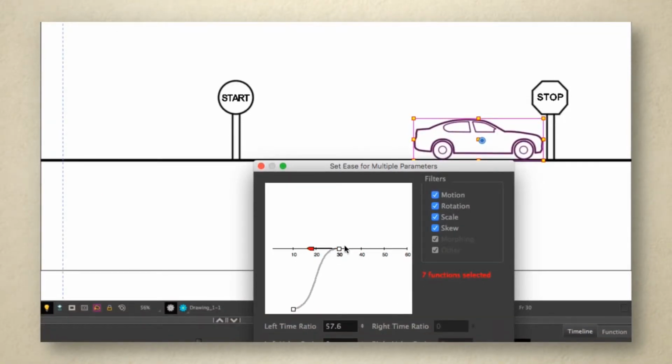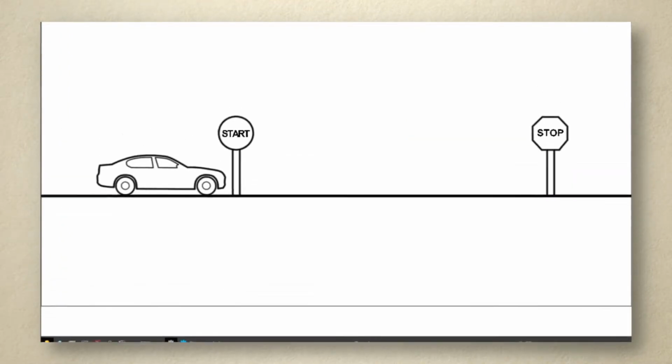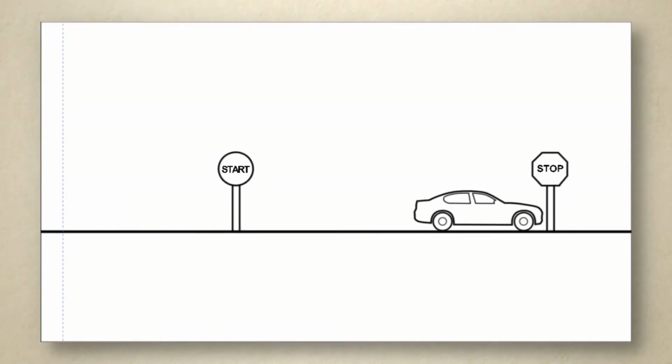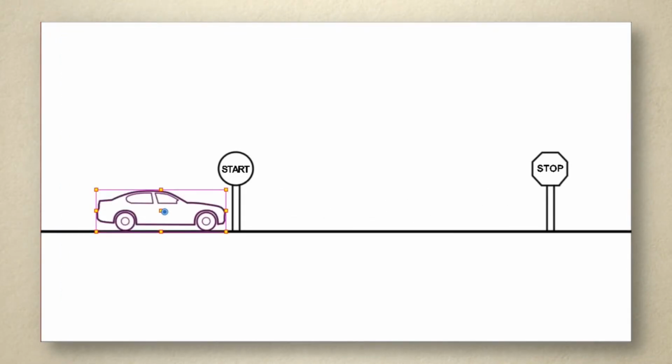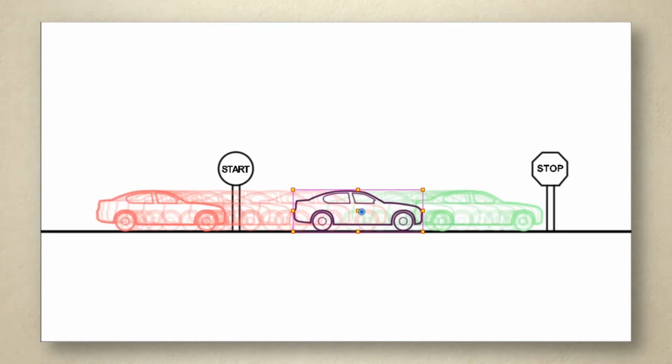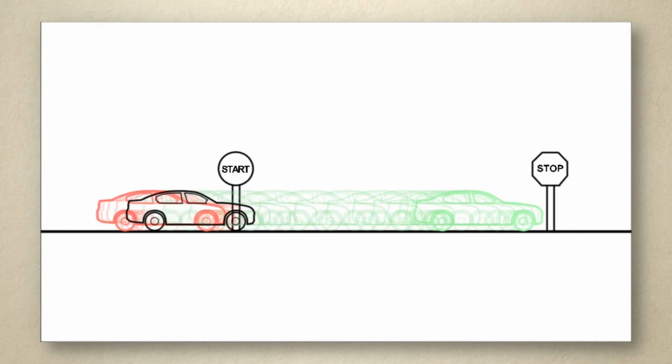So let's give the graph a nice smooth S-curve like this. It starts out flat, gradually gets steeper, then evens out again. This gives us a standard slow in and slow out. If we turn on onion skinning so we can see all our frames, we can see how this translates to spacing.